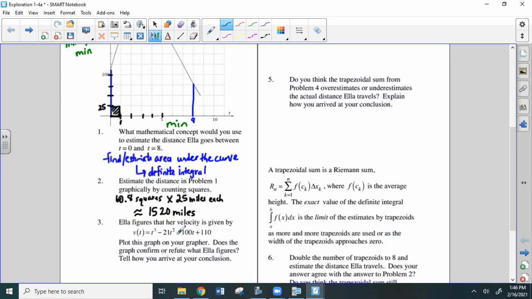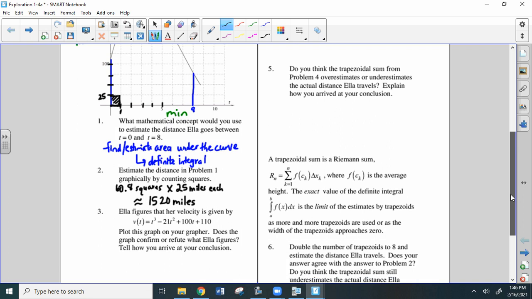Now number 3 says Ella figures that her velocity is given by this cubic velocity function. We're going to plot this on our calculator, and we want to see if this graph confirms or refutes what Ella is thinking. And then let's talk about how we're going to arrive at that conclusion.